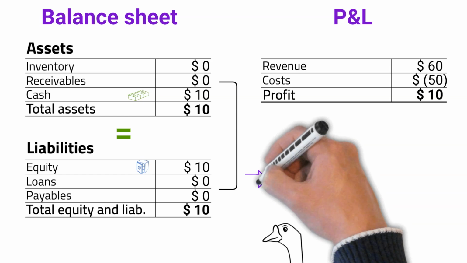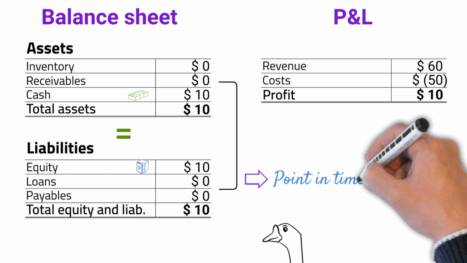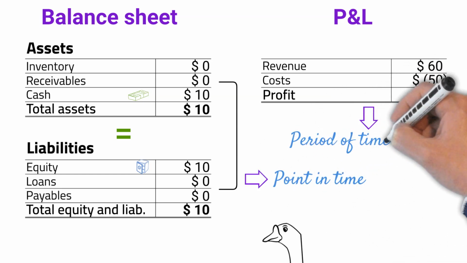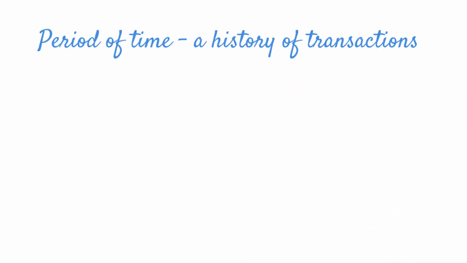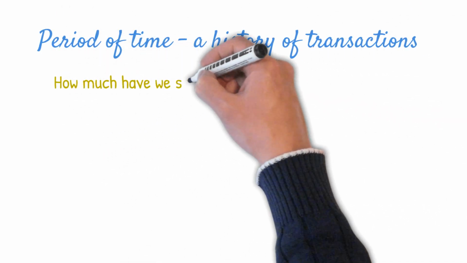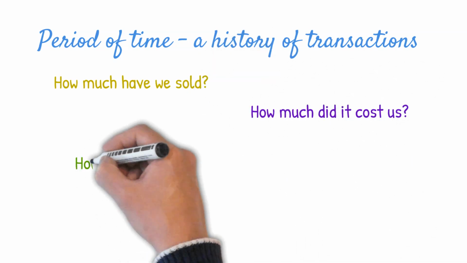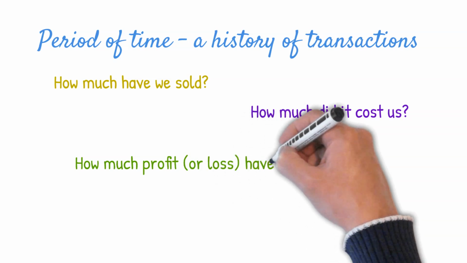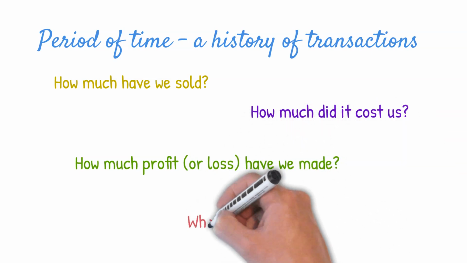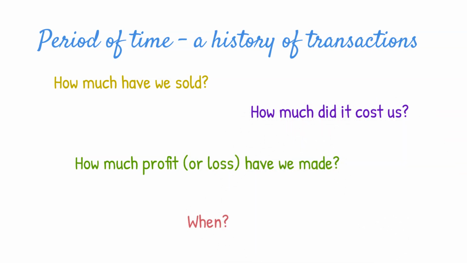You see, the balance sheet reflects the end point, the result, while P&L keeps track of the transactions we've made. How much we've sold, how much it cost us, how much profit we've earned on those transactions. It tells us a story of our business, how we earned our profits, how much time we needed for that, and how successful we were.